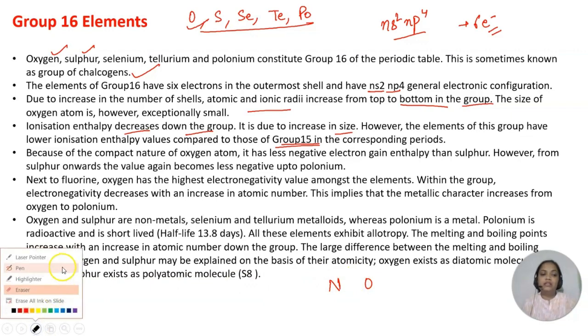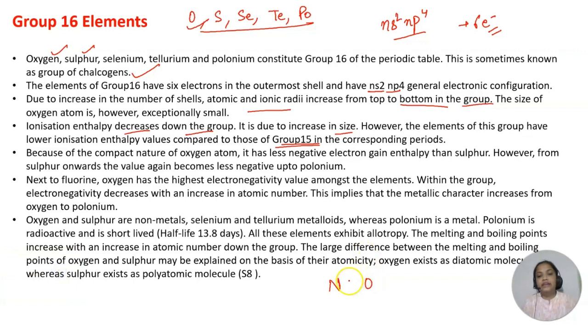And what is the reason? The reason we studied yesterday is the half filled subshell. Here it is 2p3, here it is 2p4, and half filled is extra stable. So it happens with all of the group 16 elements.